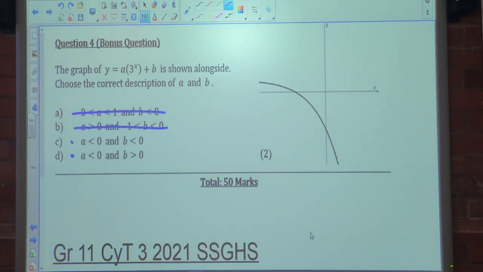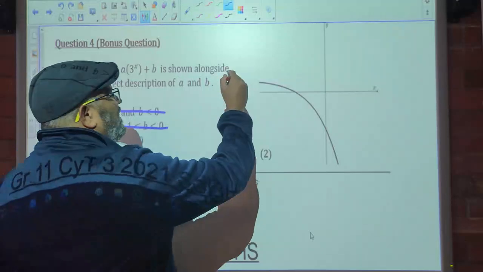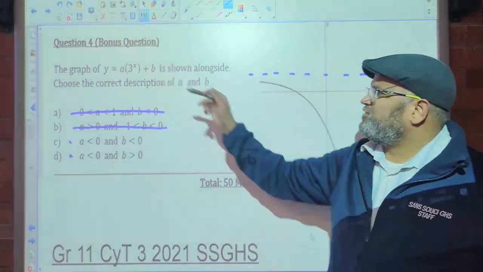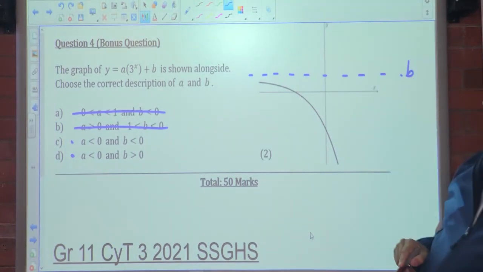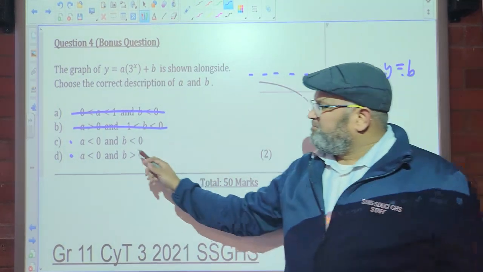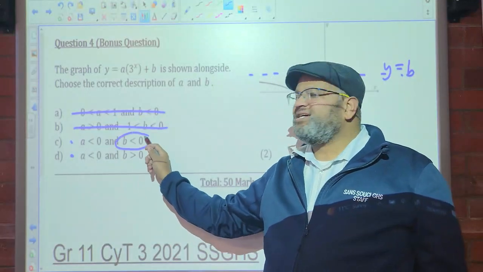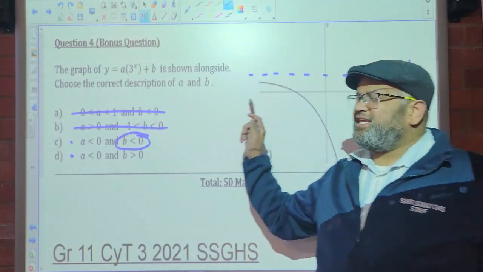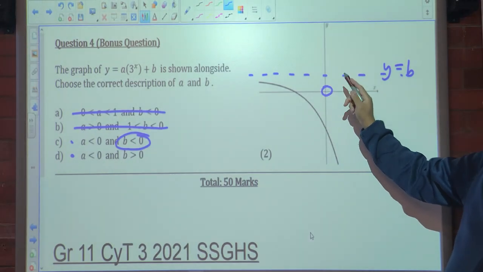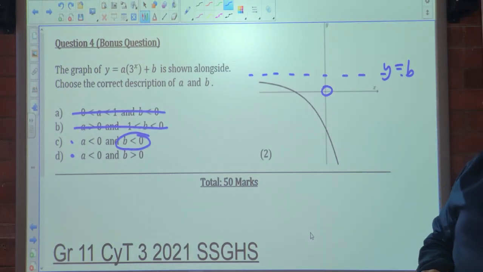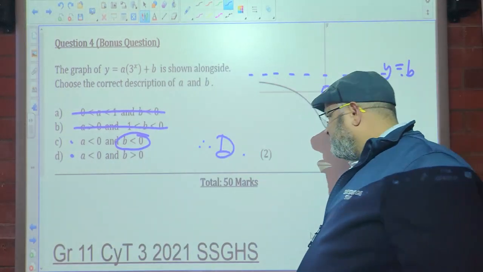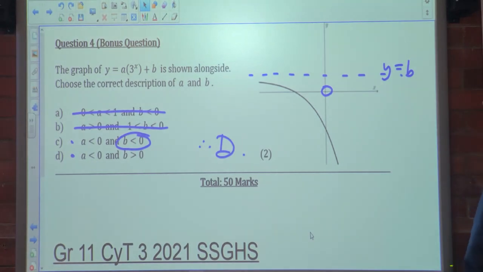Process of elimination. People, your asymptote will definitely be on top. And that tells me about the b. Not so, this was the y is equal to b here. Right. B is less than 0. What does this mean to say? B is negative. Is this a negative value or positive value? Positive. How do we know it's positive? It's above the x-axis. So therefore, D is the answer. Okay.